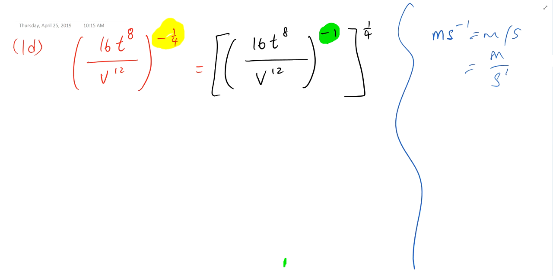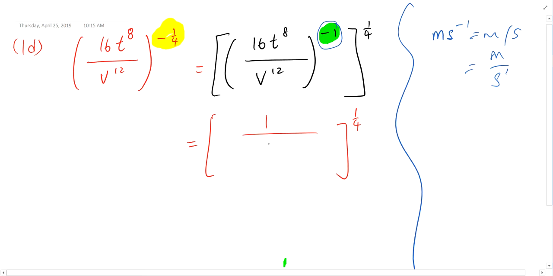So here I've got power negative 1. Which part of the expression does this power negative 1 belong to? Is it only 16t power 8? V power 12 also, right? So I'm supposed to take 1 over that whole fraction. Doing it step by step, this is still power 1/4. So 1 over 16t power 8 divided by v power 12. Agree?